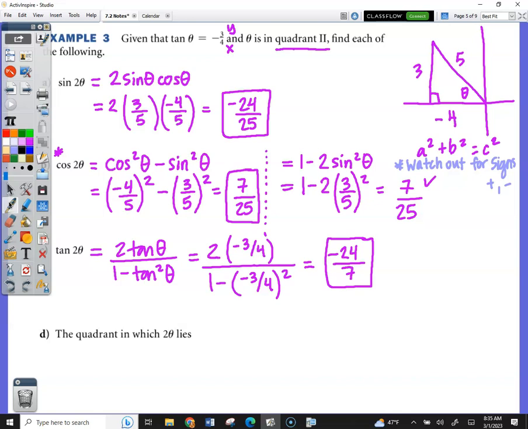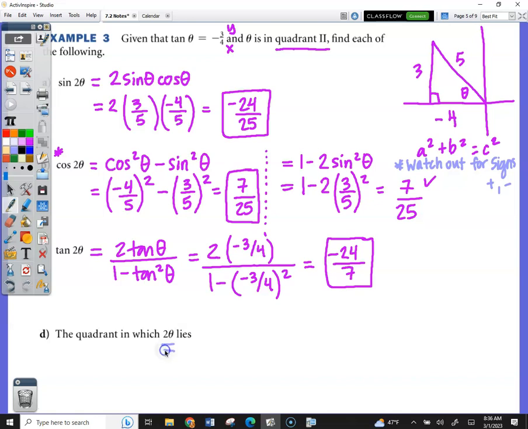There's one of these on the test. There is one of these exact questions on the test. All parts. It's on the test. Okay? The last part right here, it says the quadrant in which 2 theta lies. It wants us to find that. You need to understand what it's asking for here.